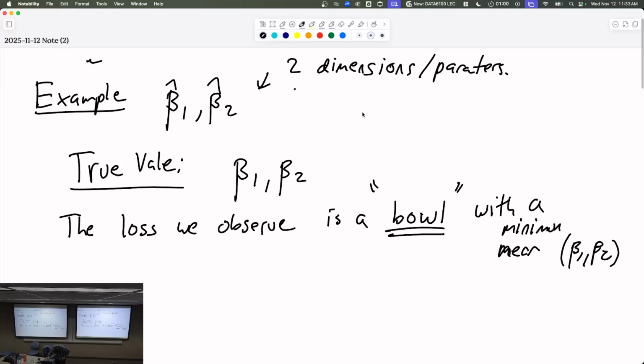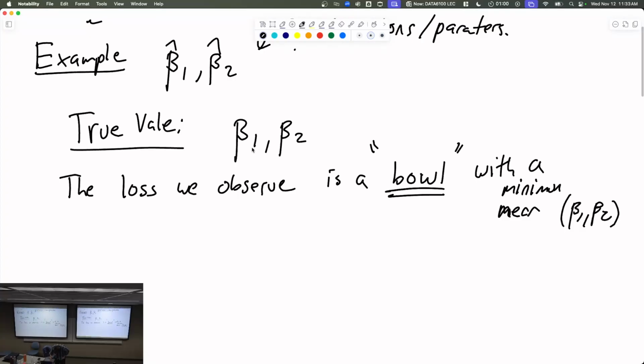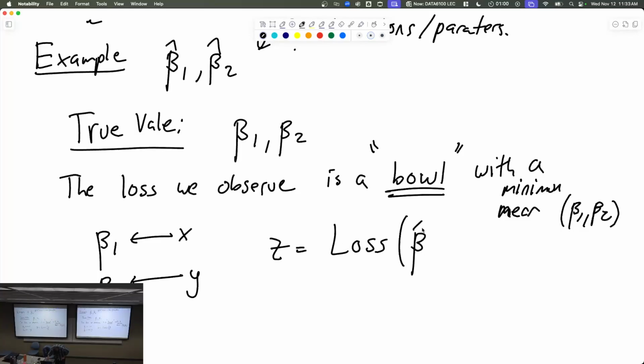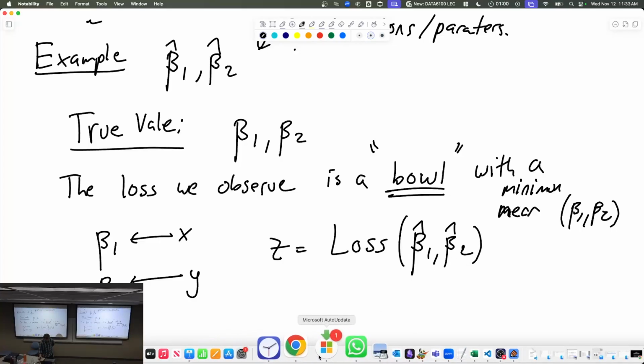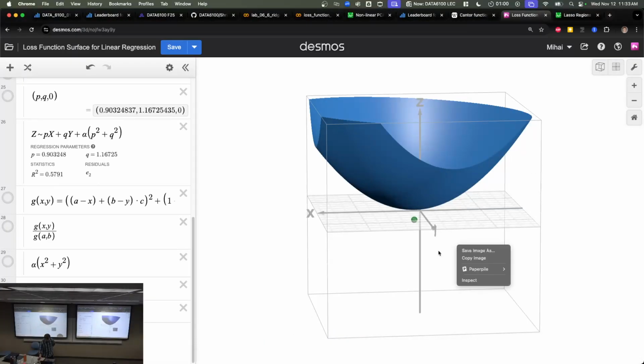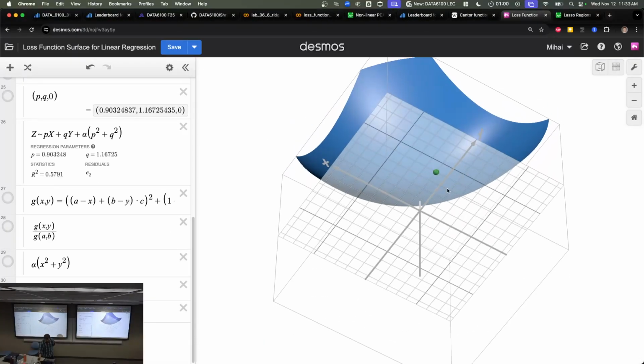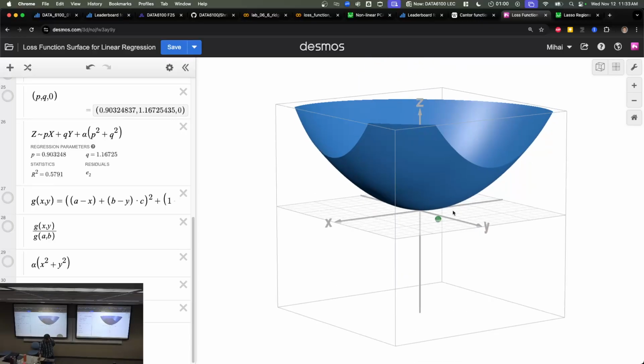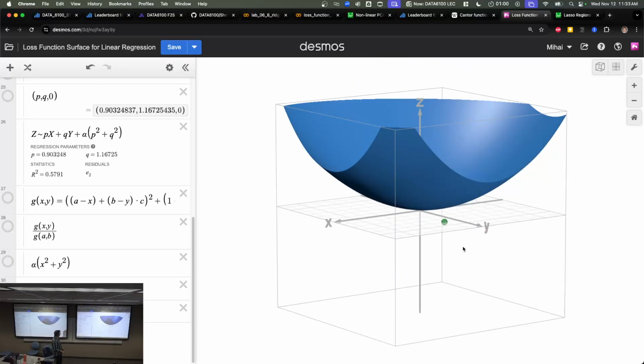And we plot this in 3D. We put beta 1 on the x-axis. We put beta 2 on the y-axis. And then we let z equal this loss, which is a function of beta hat 1, beta hat 2. So that's what's going on here. And that is this picture over here, this bowl-shaped thing. And that green dot represents the true value we want. That's the minimum of the bowl. And the bowl has some height. That height is the irreducible error that you will never get rid of, just like we saw many, many weeks ago.